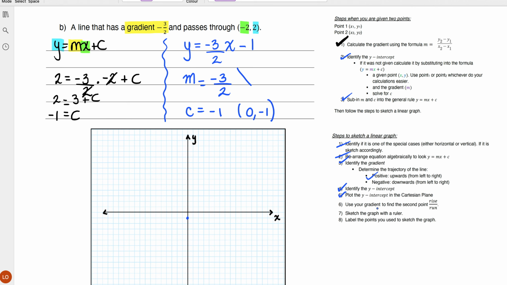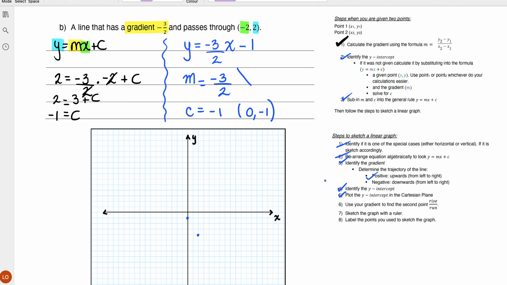Then it says, use your gradient to find the second point. I'm going to use my gradient, -3/2. Because I know that it's negative, I know that the next point is going to be down here. That's why it's so important that you know the trend. So -3/2: I'm going to go down 3, 1, 2, 3, and across 2. Got it. Beautiful.